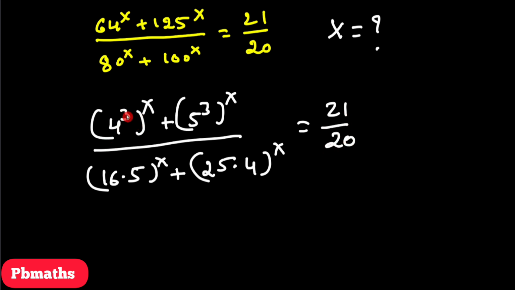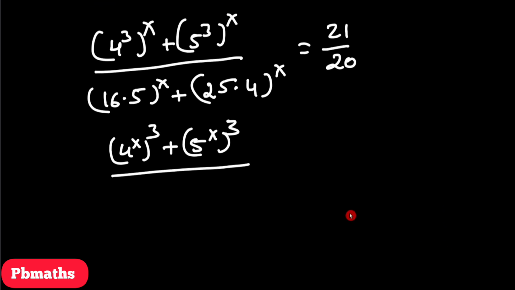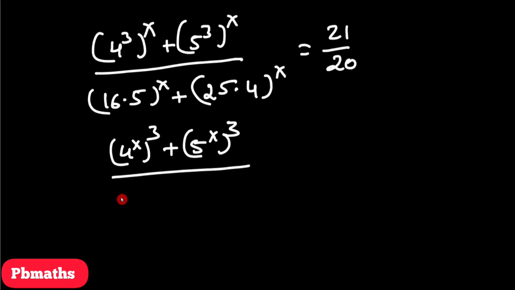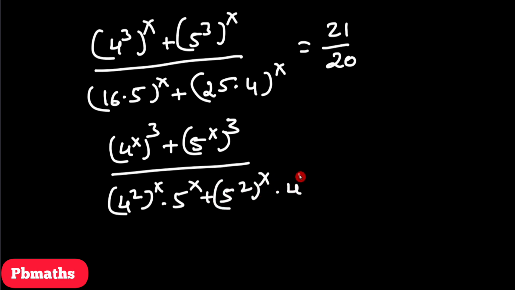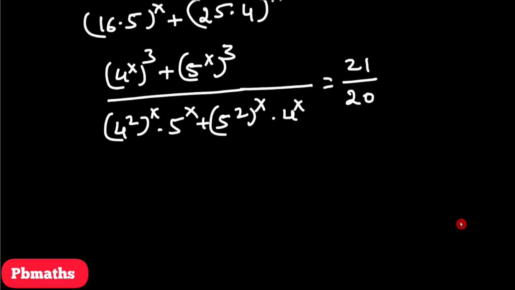Further, it is in the form of (a^m)^n, which is equal to a^(mn), so we can write it as (4^x)^3. Similarly, this one we can write as (5^x)^3, whole divided by, we can write this 16 as (4^2)^x times 5^x, plus similarly here we can write (5^2)^x times 4^x equals, let's write that right hand side part as it is.